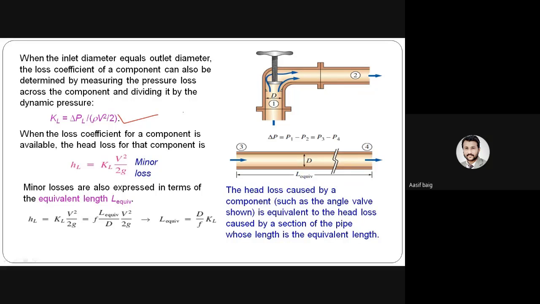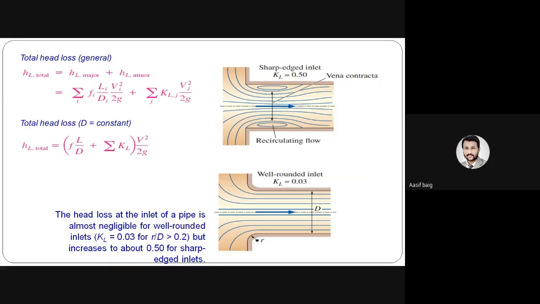So when the loss coefficient for the component is available, the head loss for that component is HL equals KL V square divided by 2g. Minor losses are also expressed in terms of equivalent length. The head loss caused by a component such as the angle valve shown is equivalent to the head loss caused by the section of the pipe whose length is the equivalent length. Now this is the total head loss in general. The equation is given.